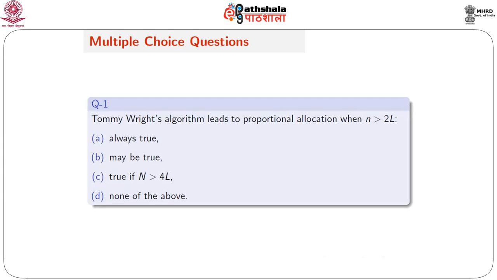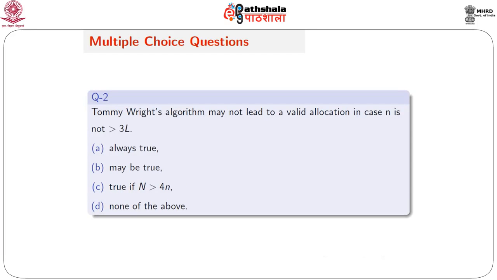So given that understanding about proportional allocation, is it that the Tommy Wright's algorithm that we have seen, by preparing the 2A table and picking the top numbers, leads to proportional allocation? Is it that the Tommy Wright's algorithm leads to proportional allocation when n greater than 2L? That is the question. Whether it is always true, maybe true, etc. Now you can think about this problem.